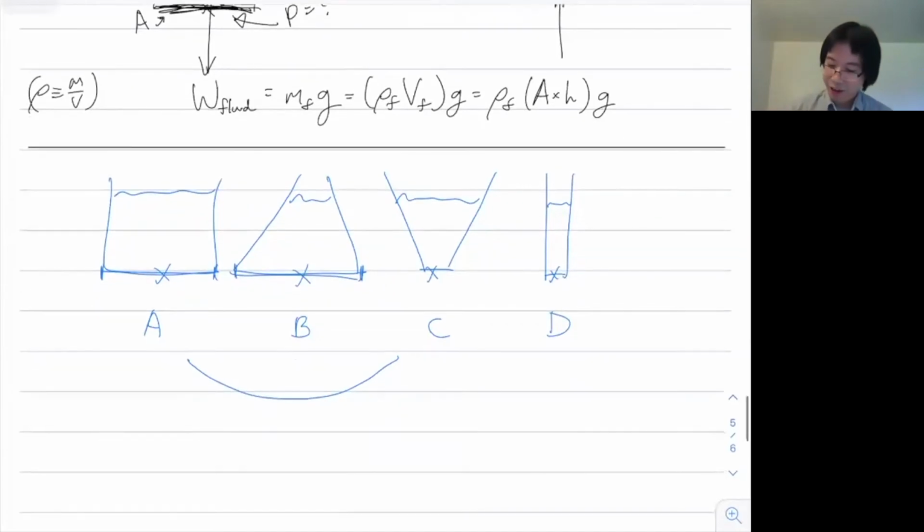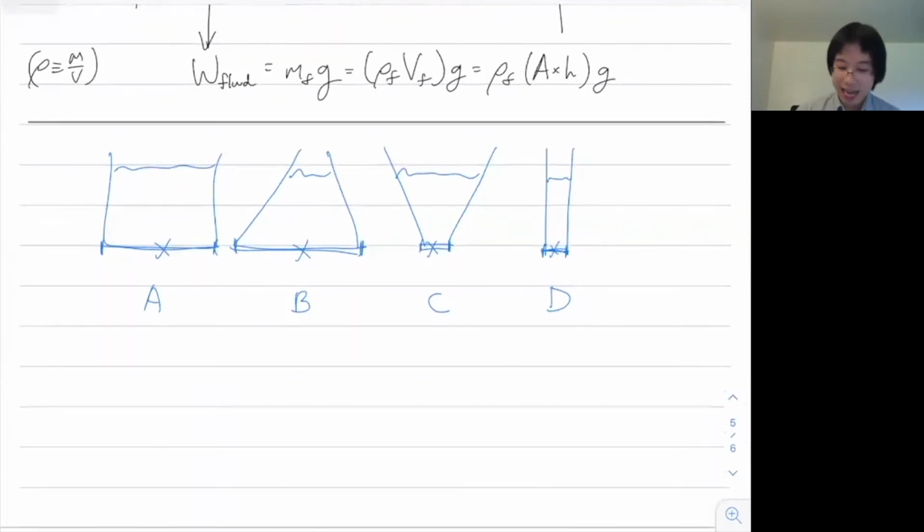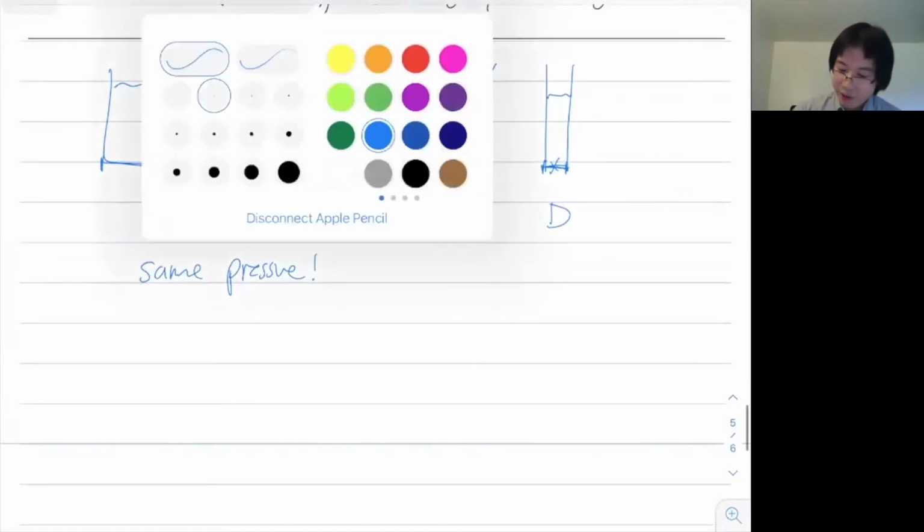Now, I'll get back to that, and then let's compare C and D, for example. Again, C has more water than D. The point I'm trying to make is, let's say this is the same width down here, right? Then you would think that C has a higher pressure than D. But someone already probably guessed that all of them actually have the same. Okay. Now, this is a very important takeaway.